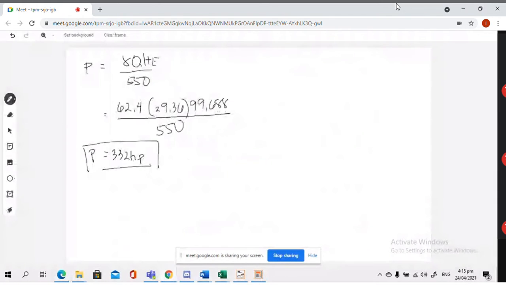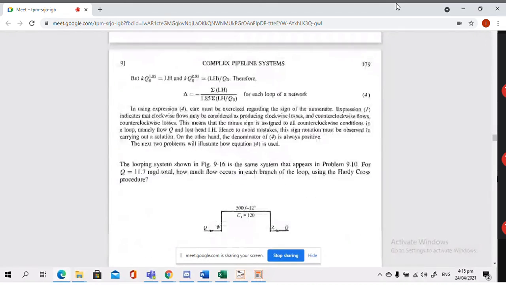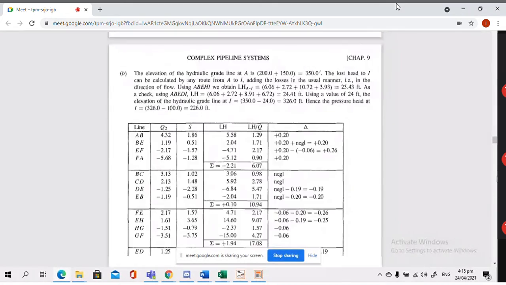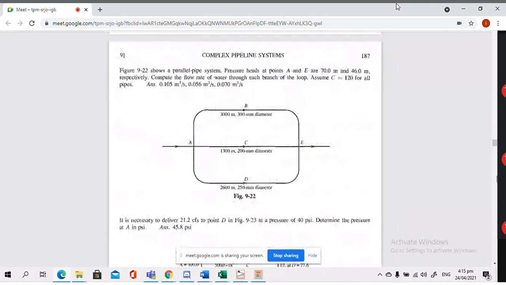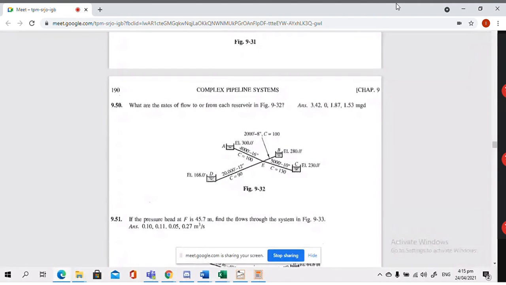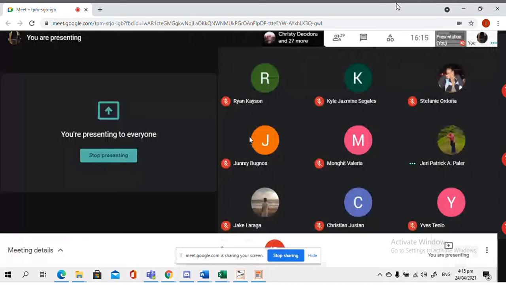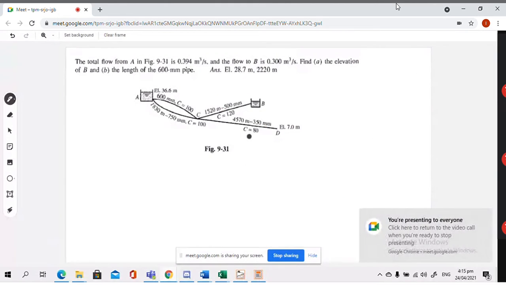The last problem for today is this one. Okay, so the total flow from A in figure 9.31 is 0.394. So Q is already given, the same as earlier.